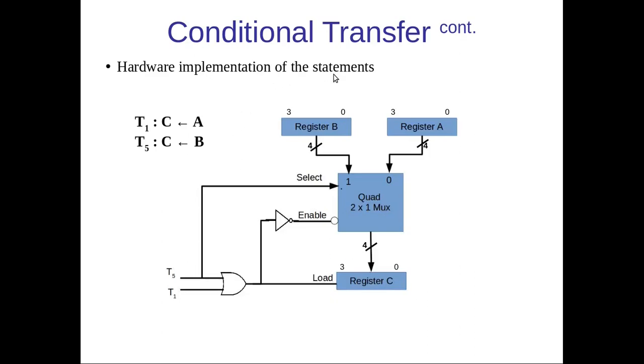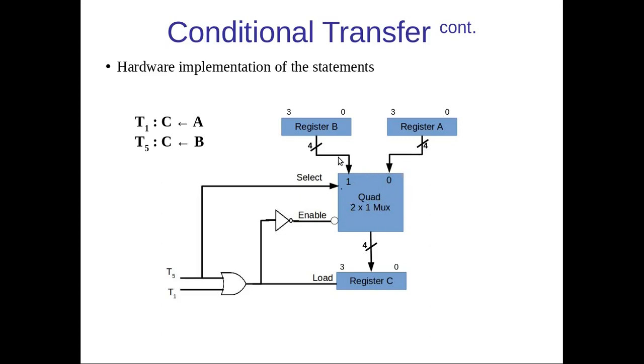So this is the hardware implementation, or the hardware circuit generated corresponding to these two statements. Assume that our registers are 4-bit, that is why 0 to 3 is given there. Register B, register A, 4-bit bus, and to select one source register we have to use a multiplexer. Here we are using a quadruple 2 to 1 multiplexer because each bus is 4 bits. That is why quadruple.